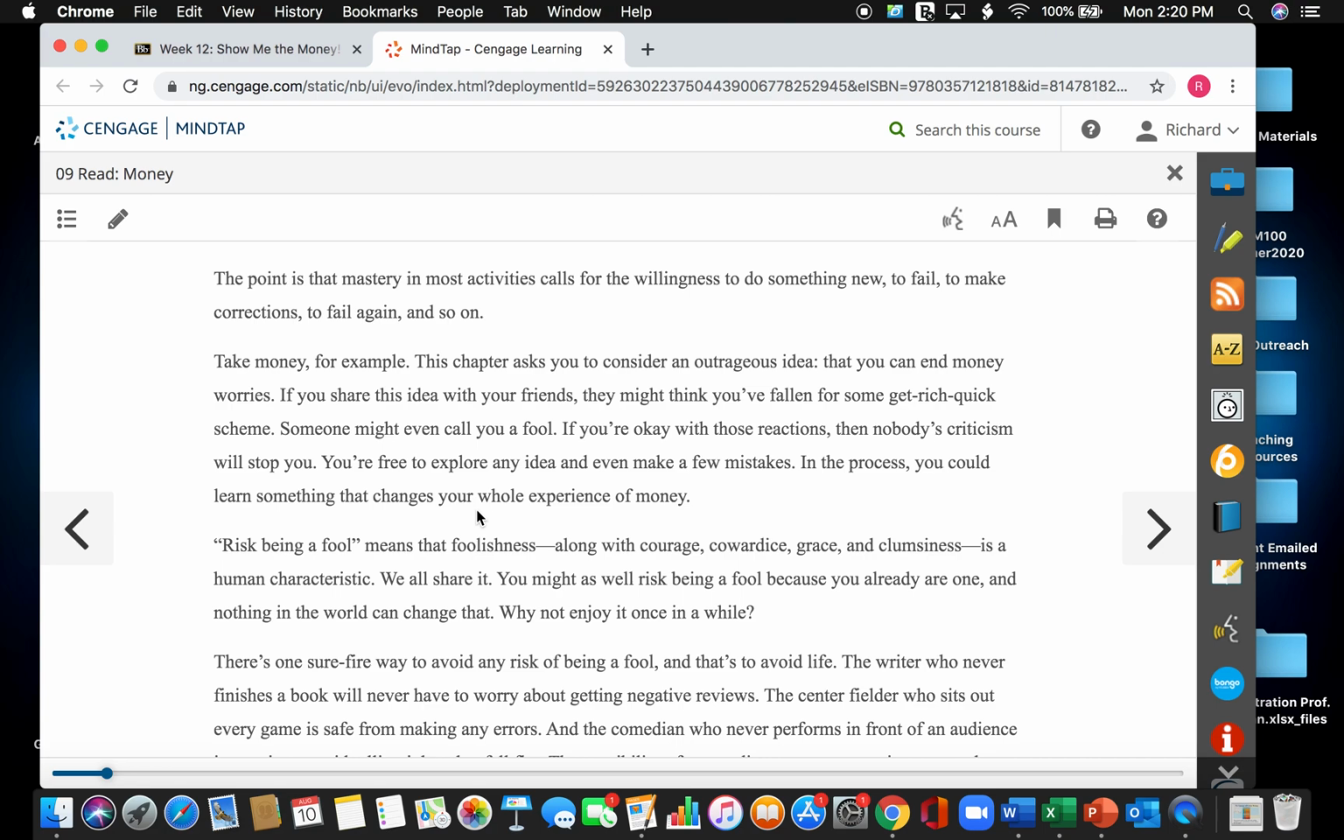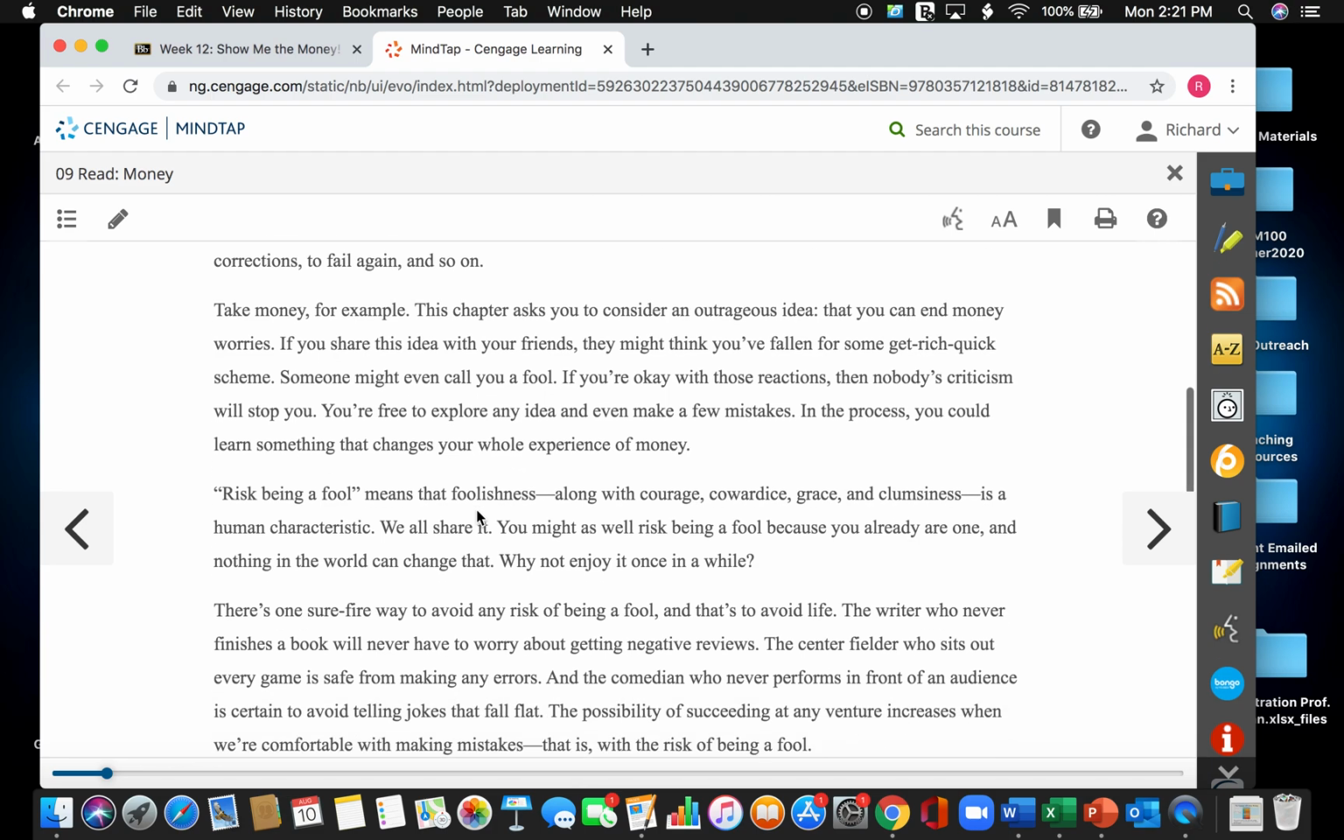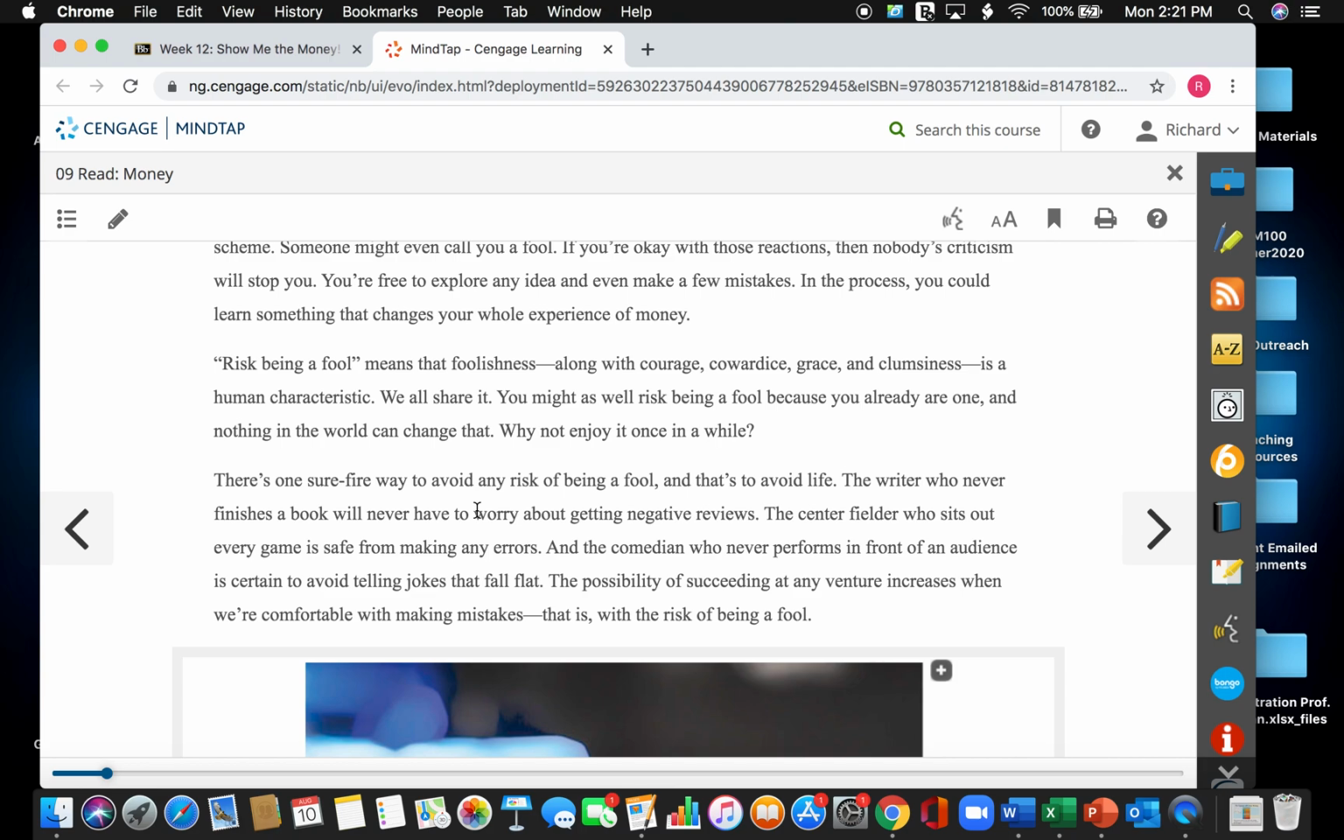Take money, for example. This chapter asks you to consider an outrageous idea: that you can end money worries. If you share this idea with your friends, you might think you've fallen for some get rich quick scheme. Someone might even call you a fool. If you're okay with those reactions, then nobody's criticism will stop you. You are free to explore any idea and even make a few mistakes. In the process, you can learn something that changes your whole experience of money.